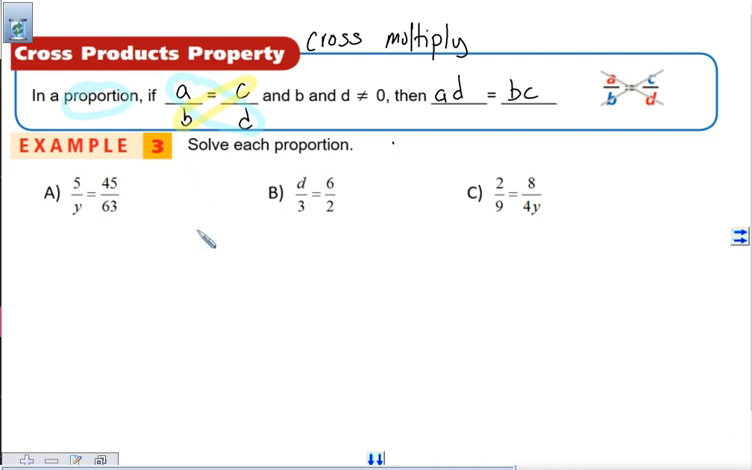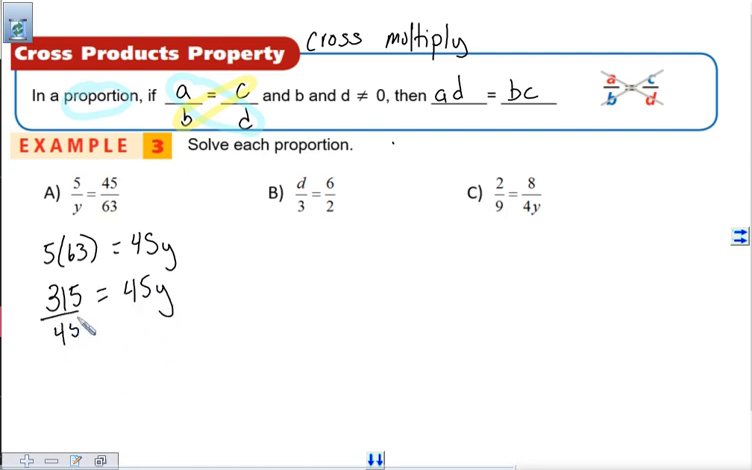So that's what we're going to do on our next problem. 5 times 63 equals 45 times y. And 5 times 63 is 315. So 315 equals 45y, and then we're going to divide by 45 on both sides.